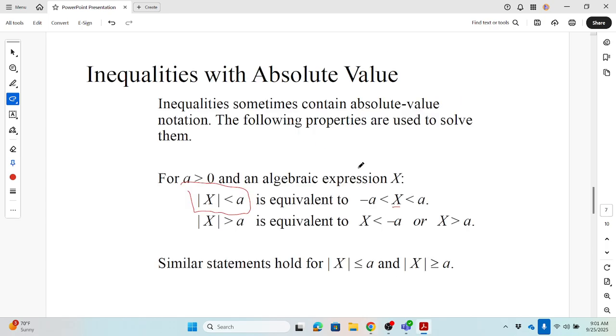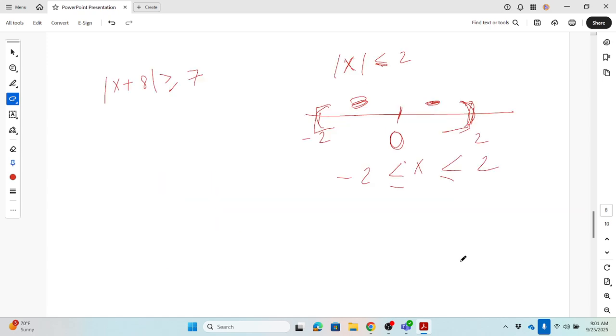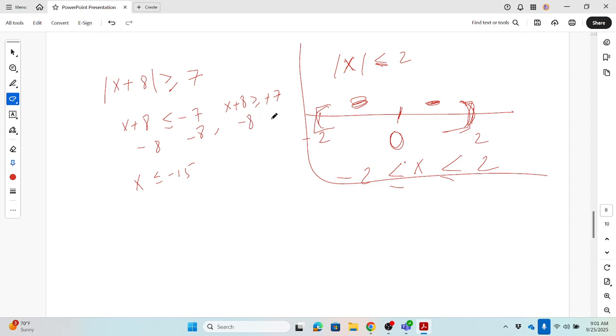Now, if you go to the rule, if the absolute value of something is greater than any value, then that something is supposed to be less than the negative of that value or greater than the positive of that value. So that means there are two cases. x plus 8 should be less than or equal to -7. That's one case. And another case is x plus 8 is greater than or equal to +7, sorry. So these are the two equations you need to solve. Subtract 8. So x is less than or equal to -15. Subtract 8. x is greater than or equal to -1.